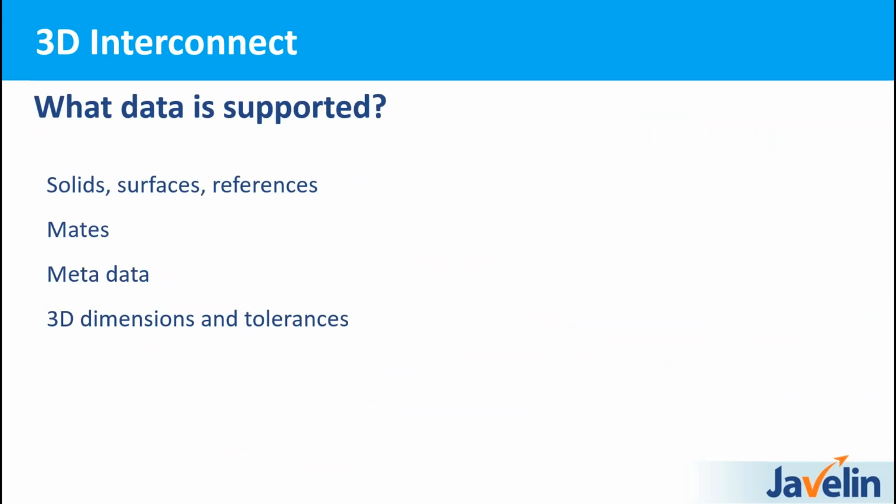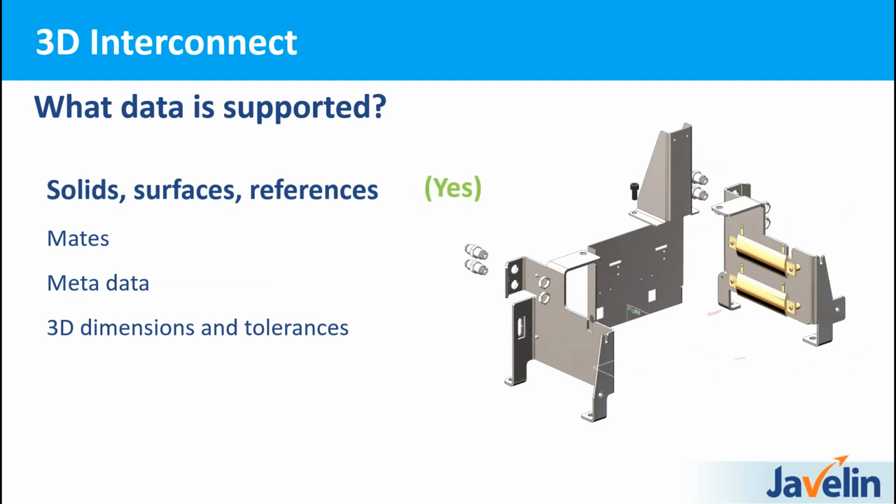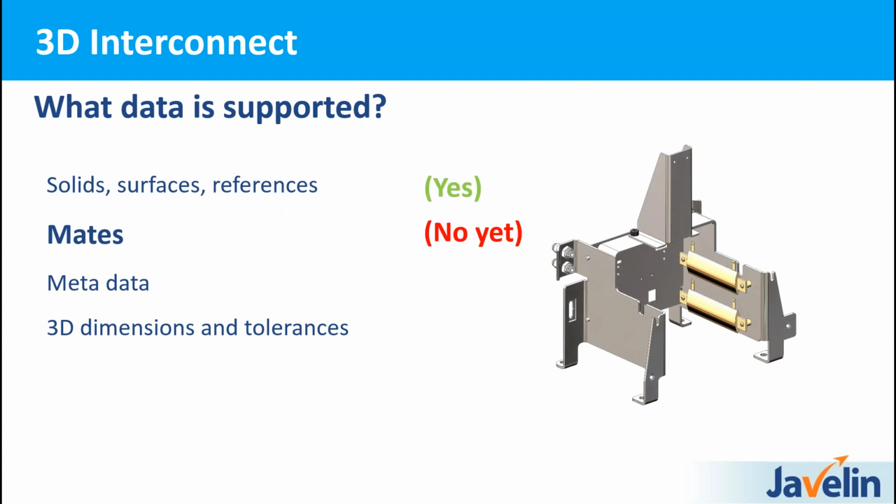So what's supported when we bring in these other formats inside SOLIDWORKS? When we're talking about solids and surfaces and reference geometry like planes, it's supported. So you're going to be able to bring in that data nicely into SOLIDWORKS. Mates, not yet. When we bring in these other formats, it's going to be in a fixed state in an assembly.